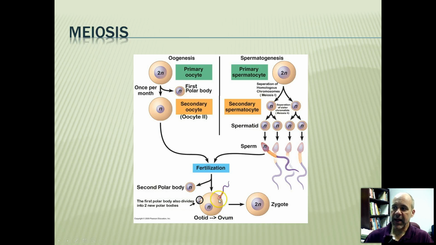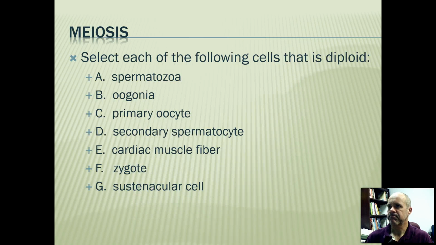And now the chromosomes from the sperm and the chromosomes from the mature ovum get together and now we're back to 2n. We have 46 chromosomes, 23 from mom and 23 from dad, and that forms the zygote. That is the first cell of the new human individual that has been formed.